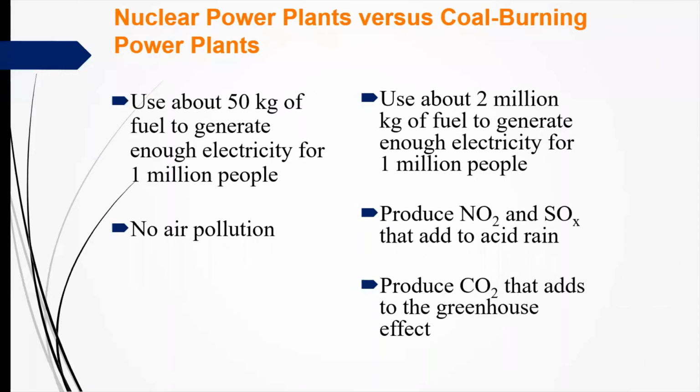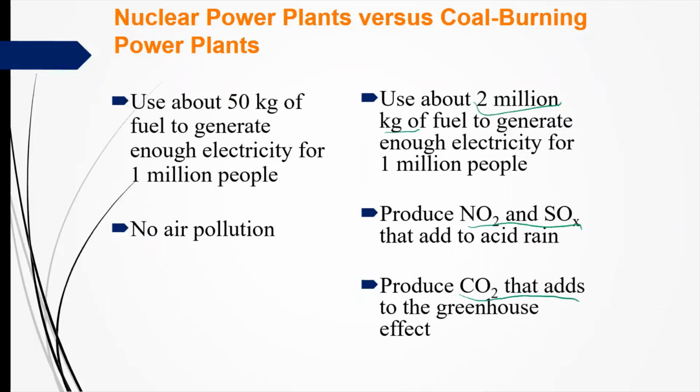So the nice part about it is it uses about 50 kilograms of material, and that is enough electricity for 1 million people. There's also no air pollution. On coal burning plants, that same amount of electricity would need to be generated by 2 million kilograms of fuel. It produces NO2 and sulfates, which can lead to acid rain. Plus, it adds all that CO2 in the form of greenhouse gases.